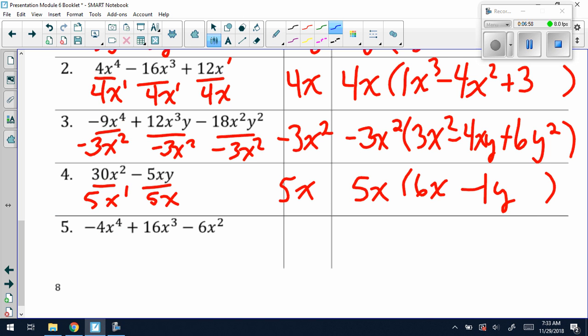And our final example. Again, my leading coefficient is negative, so I'm going to pull out a negative. 4, 16, and 6. I was going to say 4 goes into all of them, but it doesn't go into 6. So 2. And then x to the fourth, x squared, x cubed, x squared. The smallest exponent is x squared.